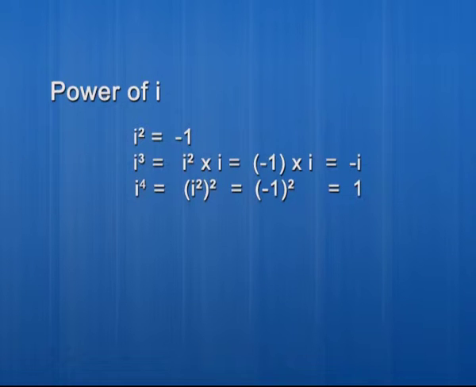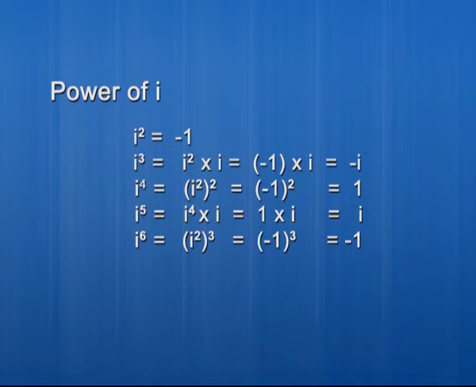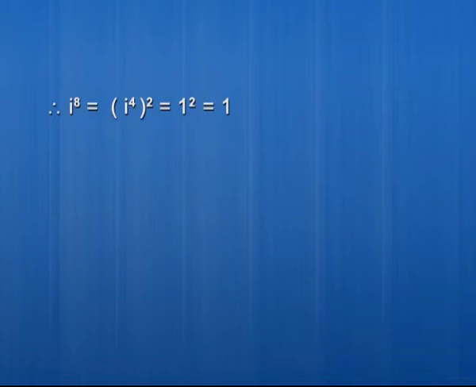Similarly, we can find the value of i^5, which is i, the value of i^6, which is minus 1, the value of i^7, which is minus i, and so on. And therefore, i^8 can be written as the square of i to the power 4, which gives us value 1.